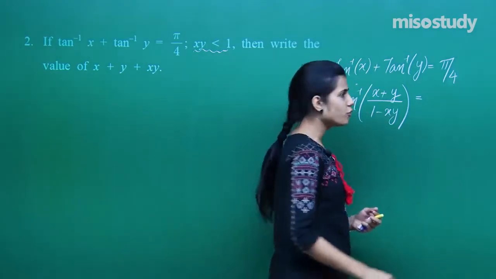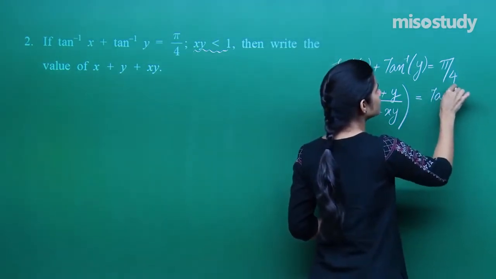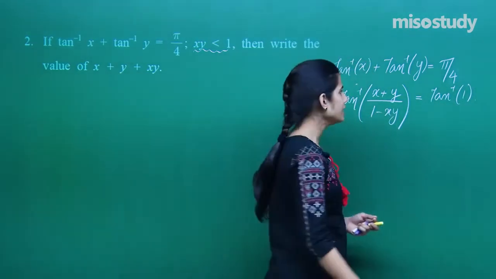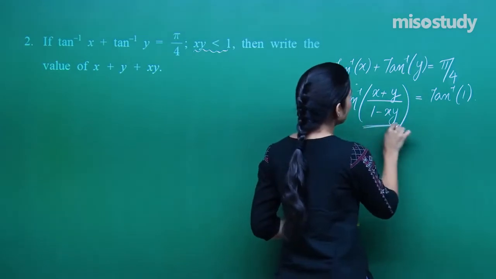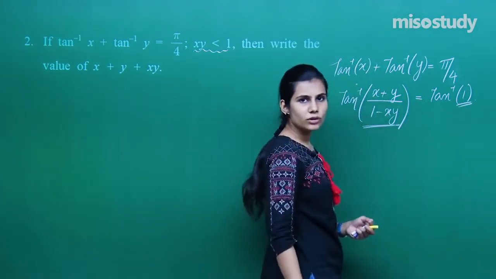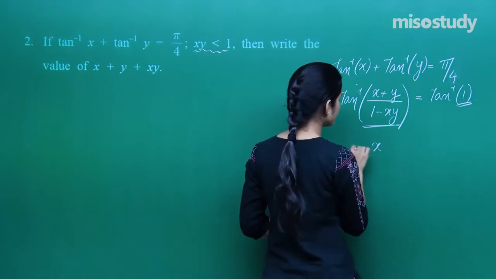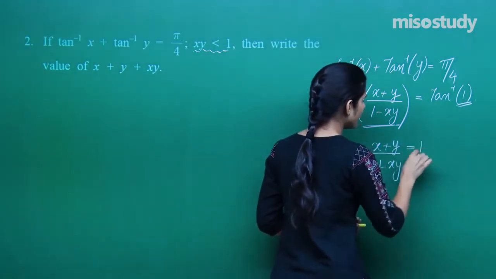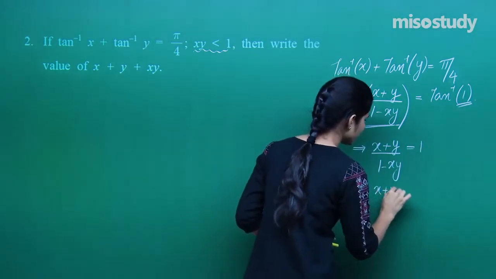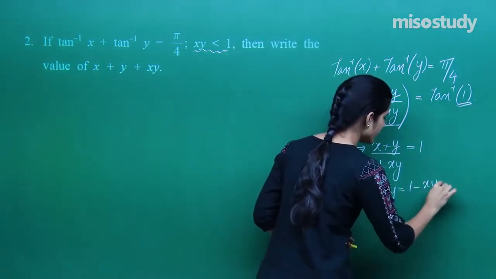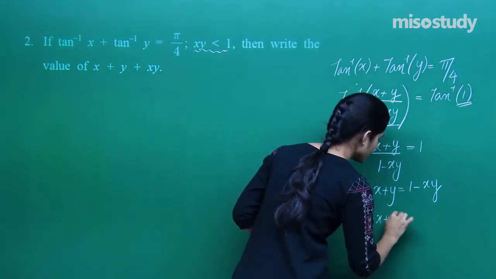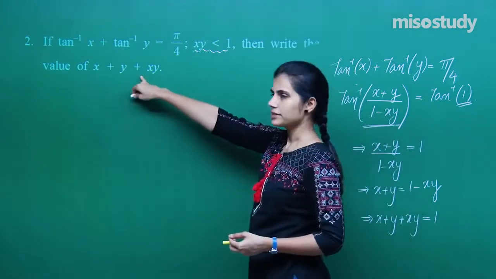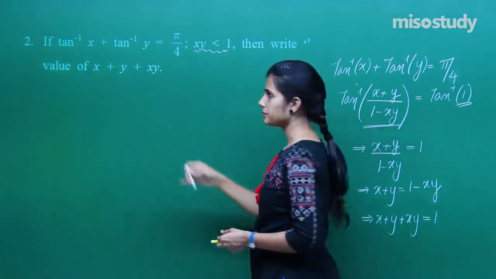How can I write pi by 4? Pi by 4 can be written as tan inverse 1, isn't it? Tan inverse 1 is pi by 4 because tan pi by 4 is 1. So tan inverse of an angle is equal to tan inverse of the other angle. When we know tan inverse is an injective function, it means that x plus y upon 1 minus xy is 1, which implies x plus y equals 1 minus xy, which implies x plus y plus xy is 1, and hence the value of x plus y plus xy is coming out to be equal to 1.